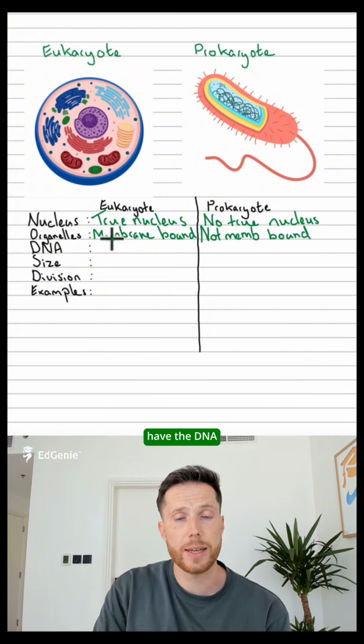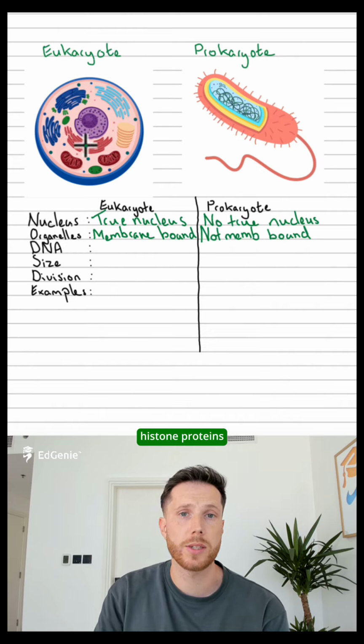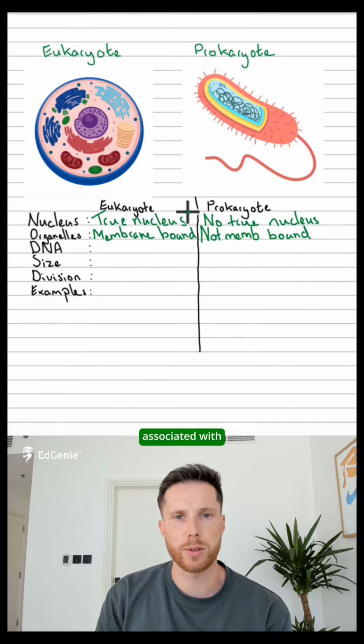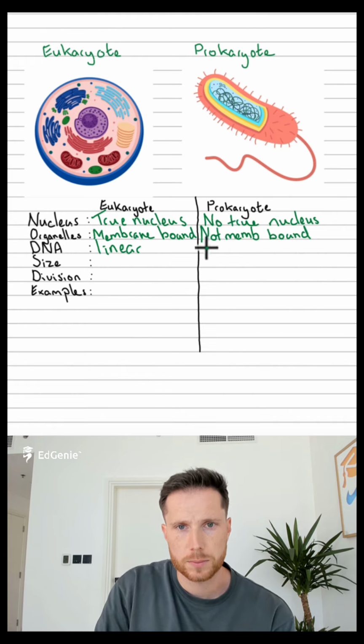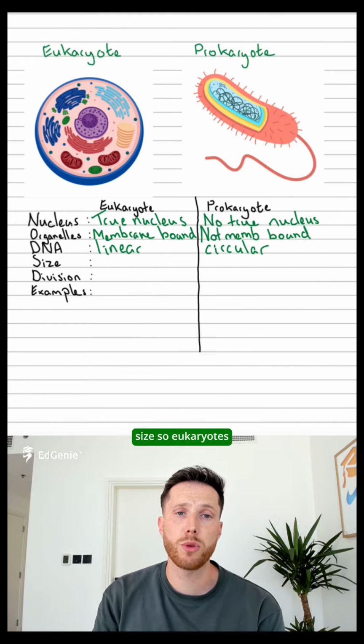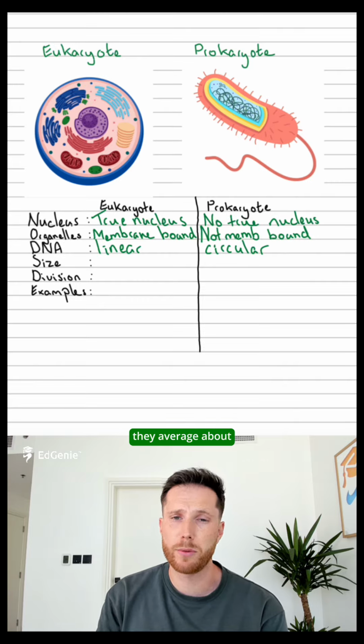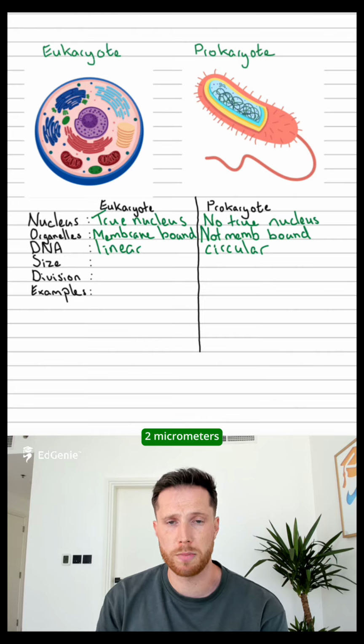Next up we have the DNA. So the DNA in eukaryotes is linear and it is associated with histone proteins, whereas the DNA in prokaryotes is circular and it's not associated with any histone proteins. Next is the size. So eukaryotes are typically bigger, normally around 5 to 100 micrometers. Prokaryotes are much smaller, they average about 0.2 to 2 micrometers.